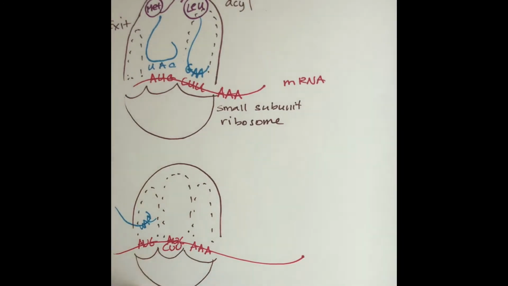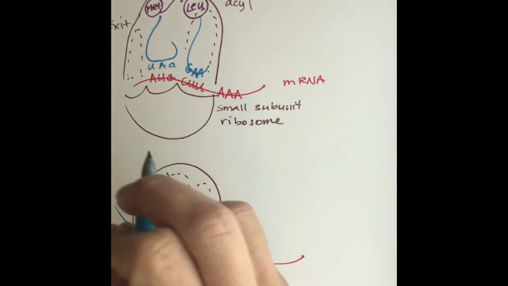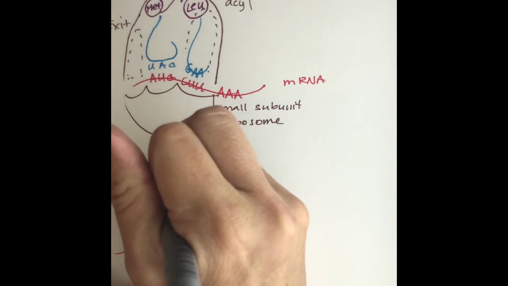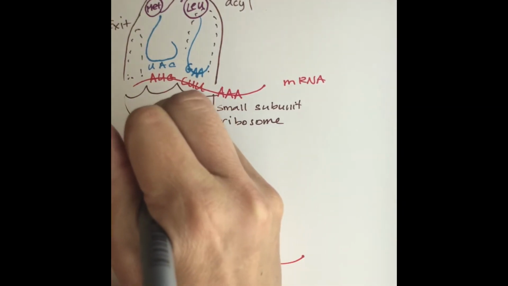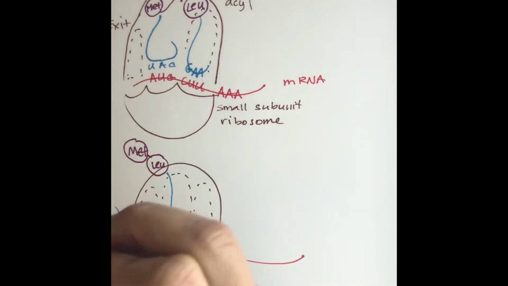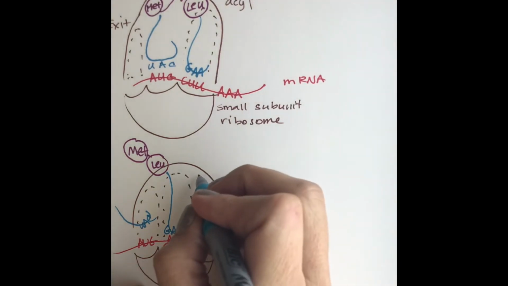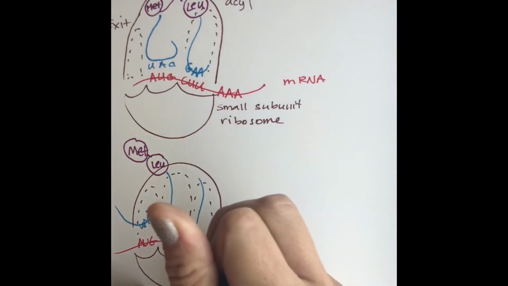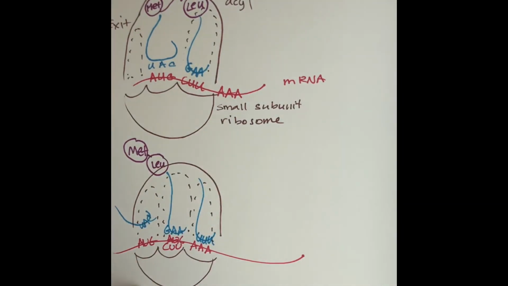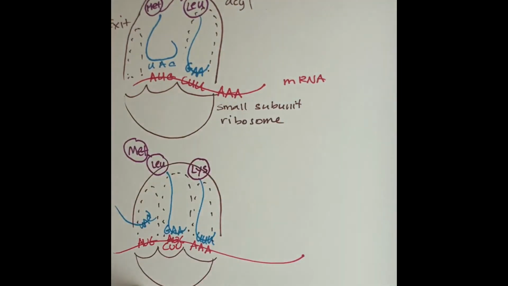It stays bound to that CUU. That's still our GAA tRNA. Only now it's holding on to its leucine that it came with, as well as the methionine that formed a peptide bond to the leucine. Now we have room here in the A site, the amino acyl site, for a new tRNA. So this lysine-holding tRNA is going to come in with a UUU anticodon holding onto lysine right here. There's our lysine amino acid.